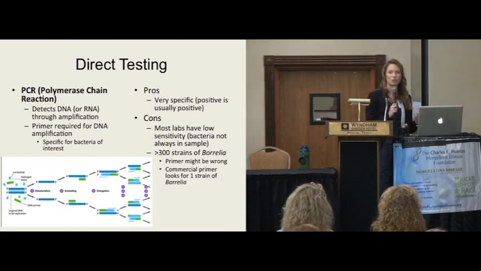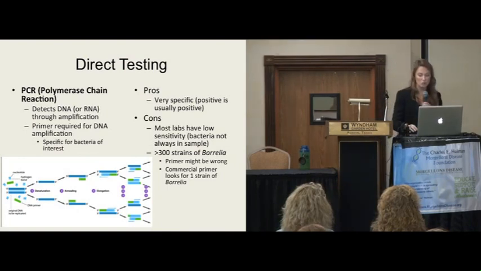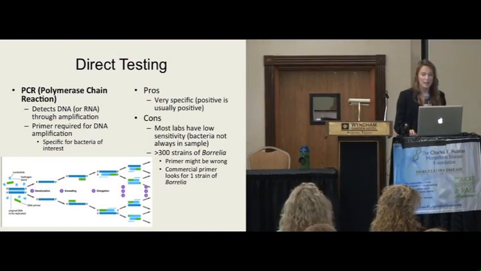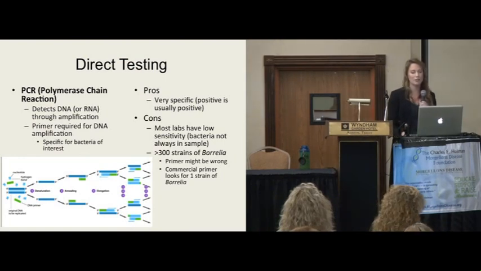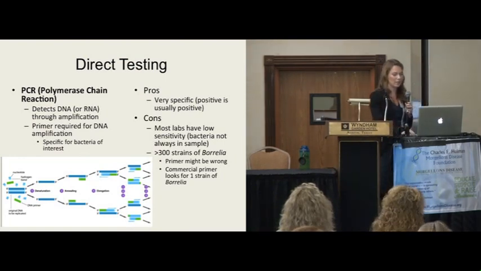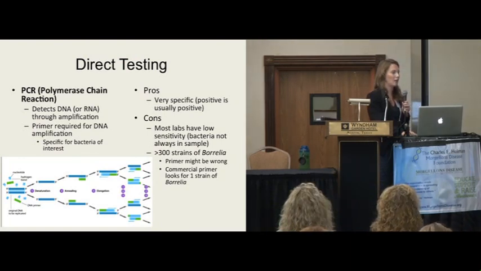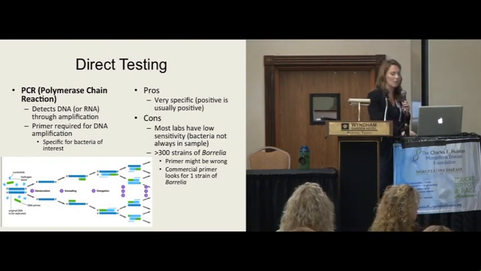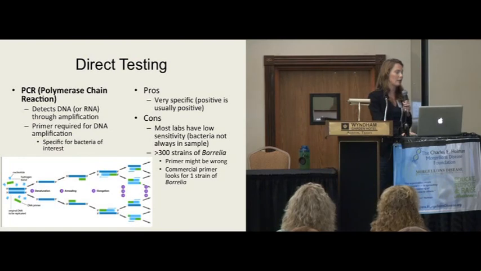So that's kind of the downside of a lot of this testing. We're using these commercial test kits that usually look at one strain of the Borrelia bacteria. Again, this technique is very specific. So if you can PCR a bacteria, it is there. The con of this is that it has very low sensitivity, so there are a lot of false negatives, and again, that usually comes down to the fact there are over 300 strains of Borrelia bacteria, there are a bunch of different species, and the commercial primer used in most lab kits only looks at one strain.